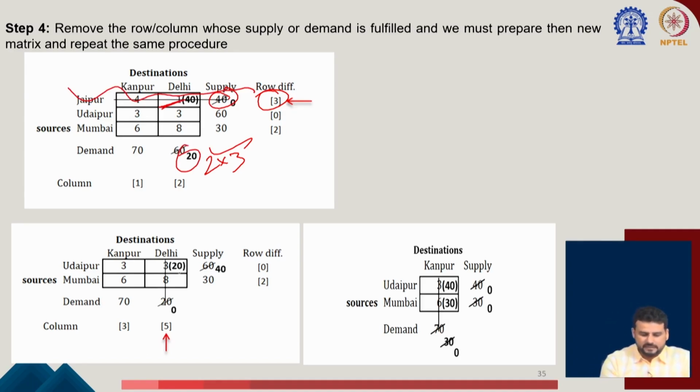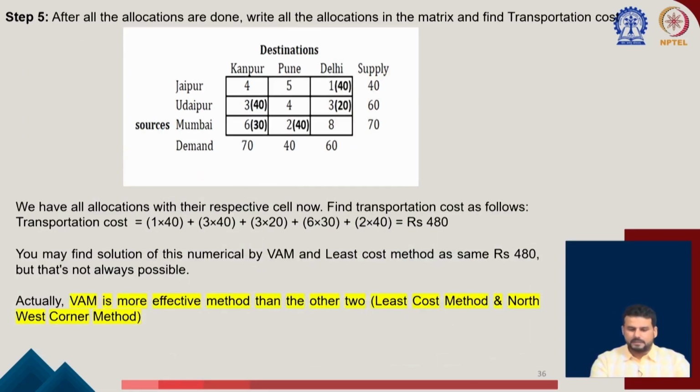demand. Again this is a 2 by 2 matrix. Again we will find out the row where the maximum penalty is 5, so we will allocate maximum here. So we will keep on doing this same process until we allocate all the supply to all the markets. This is your Vogel's approximation method. So once it is done, you can see this is how you have done the allocation.